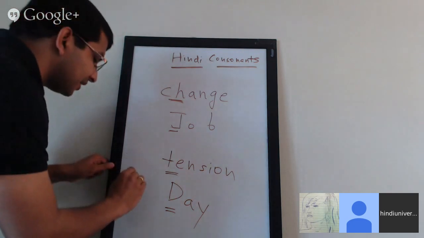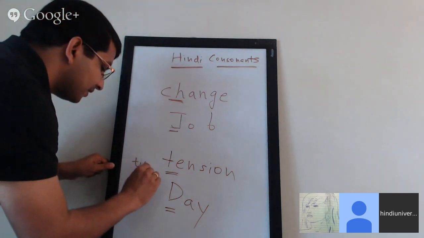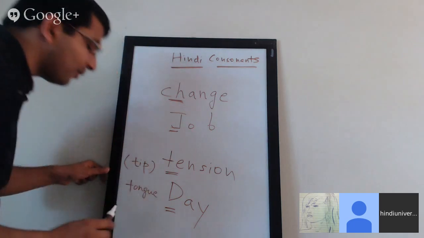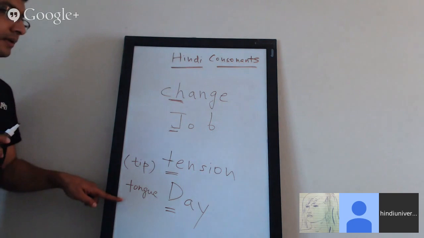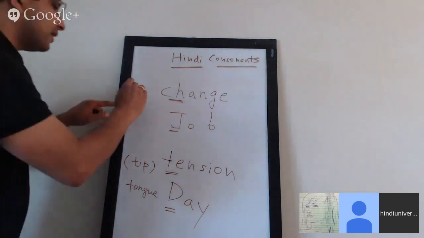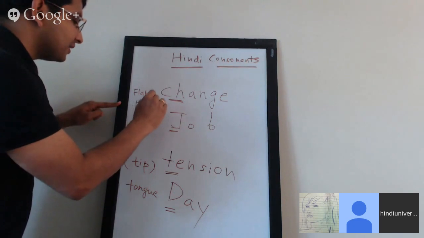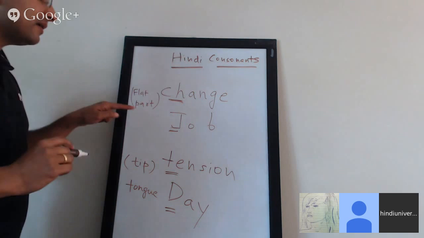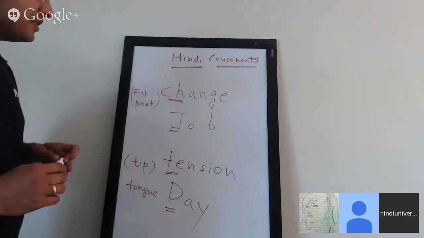When you say tension, day, day, you will see the tip of your tongue is touching the top part of your mouth, or your palate. Whereas here you will see the flat part of your tongue is touching the hard palate: change or job. I hope the distinction is very clear.